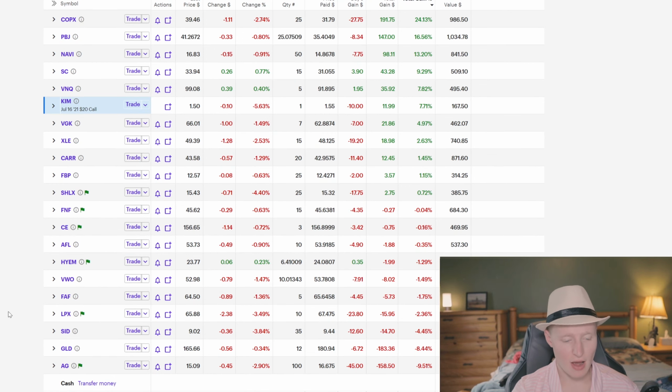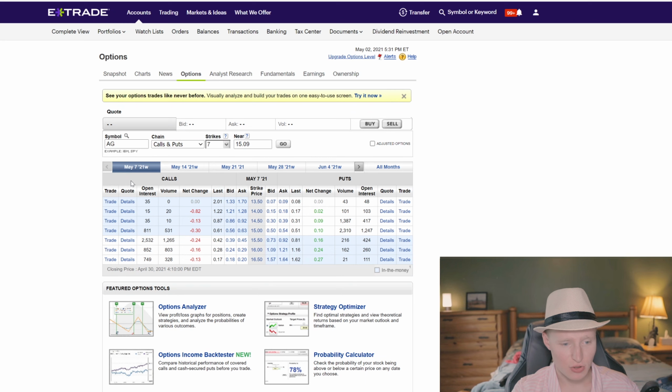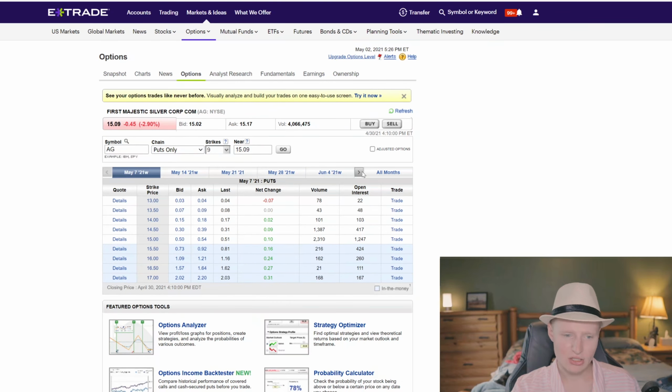So once you've decided that you have sufficient buying power, we can go ahead and click on the stock that we want to sell a put on, and then go to options. You click on options, and then you're going to change this here to puts only. I like to change the strikes to around 9. And then choose the time frame that you want to sell it on.